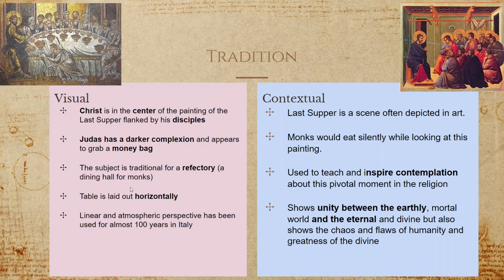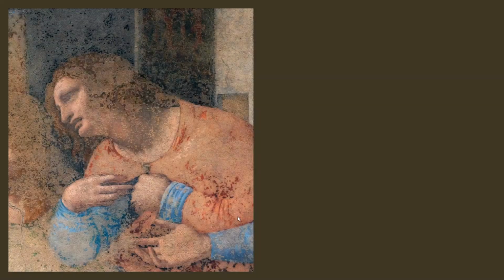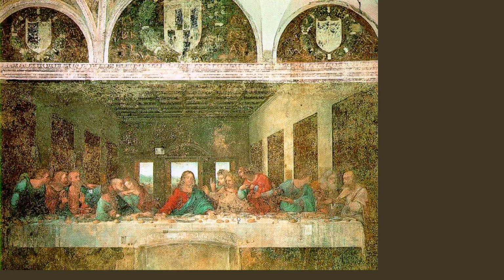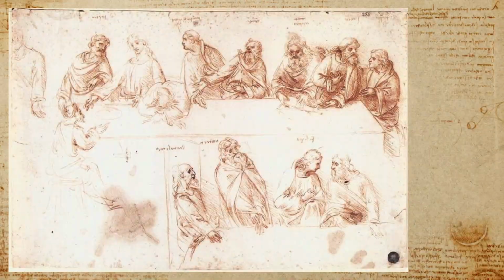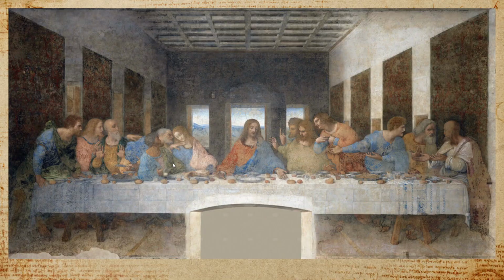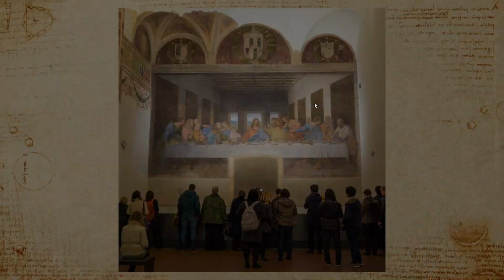More traditions, tables laid out horizontally. It's a lot of figures to try to get in, so it's usually a horizontal composition. And we do see that linear and atmospheric perspective that has now been in Italy for a hot second. I keep scrolling back and forth. I apologize. So you can see atmospheric perspective in the background. See the light. There's the atmospheric. Linear perspective, you can clearly see the vanishing point coming right towards Christ's head, where every single horizontal line that leads to that vanishing point is all mathematically correct.